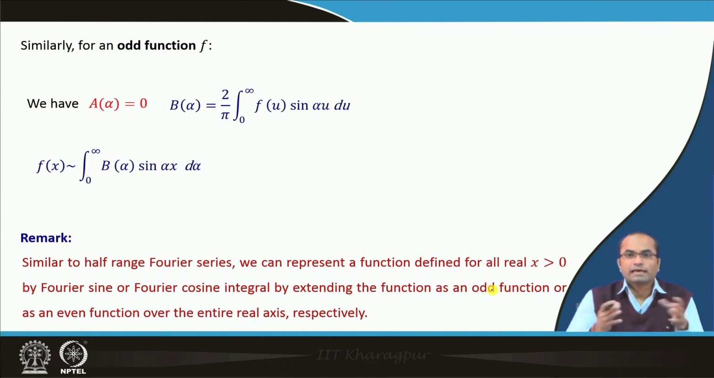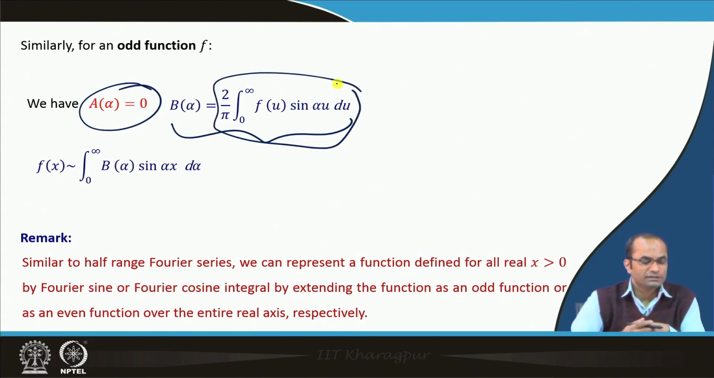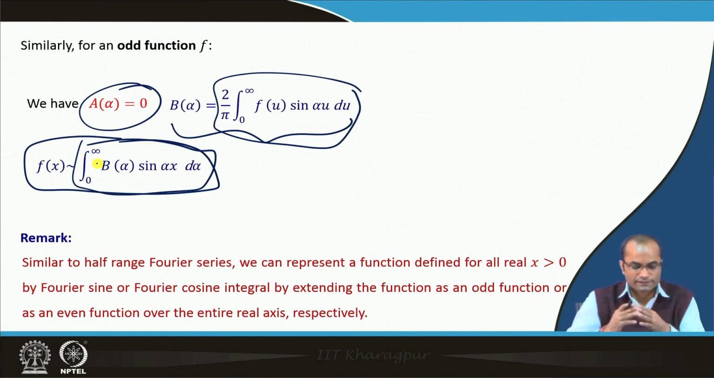Or if we extend this function from minus infinity to 0 so that the function defined on the whole range now becomes an odd function, in that case a alpha will be 0 and b alpha can be easily computed with the help of this integral, and the representation will be simpler now in terms of only b alpha and sin alpha x.